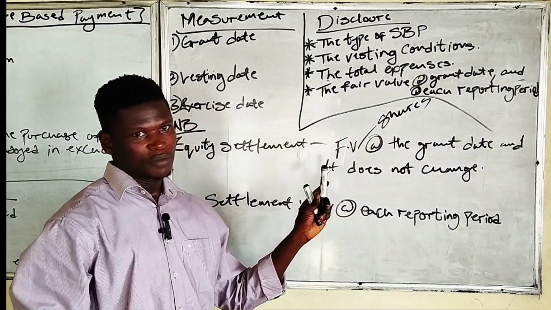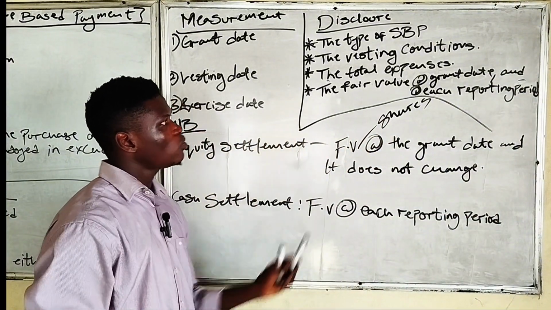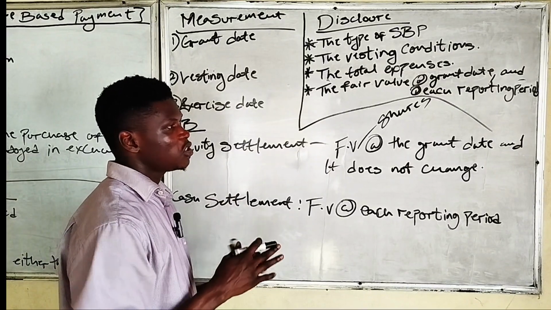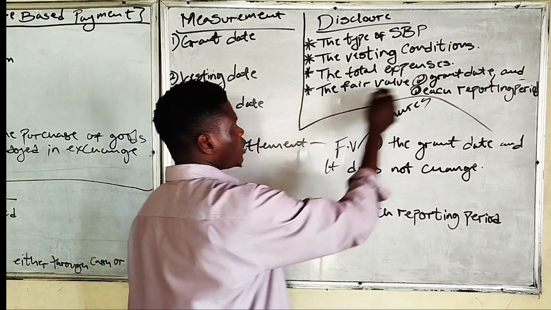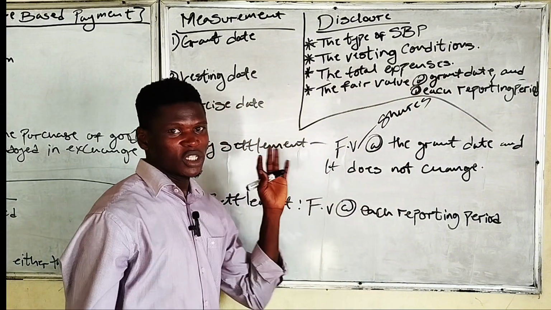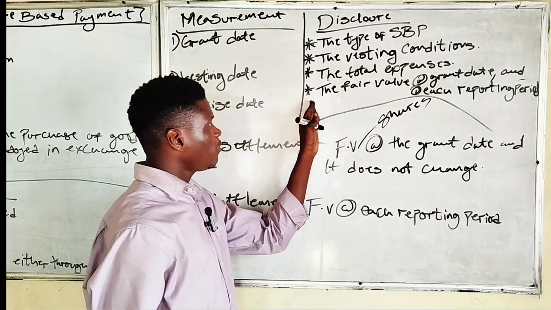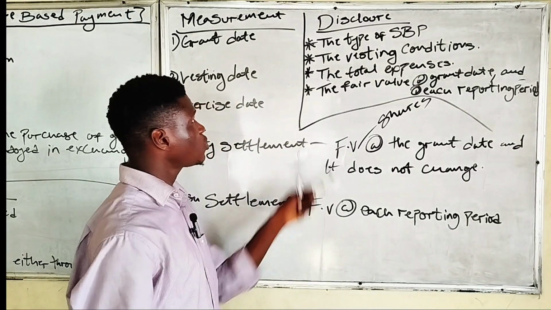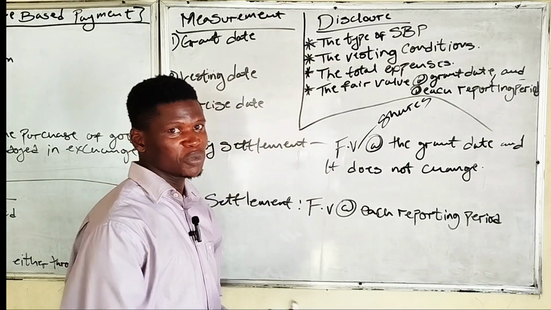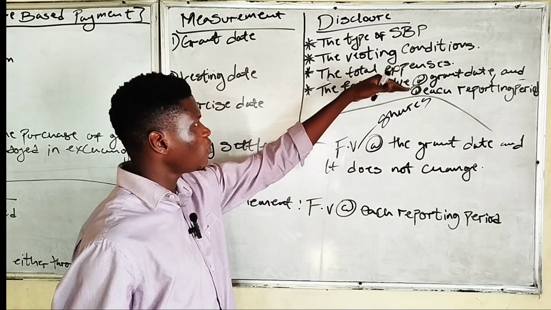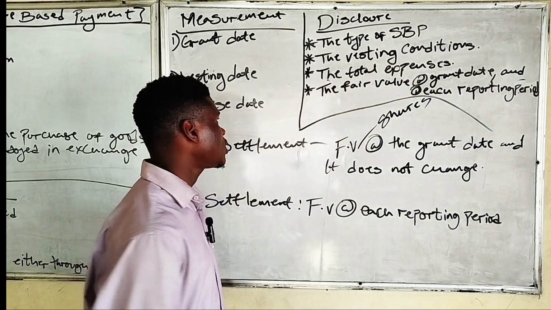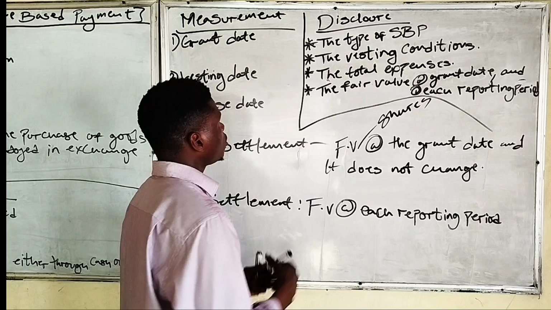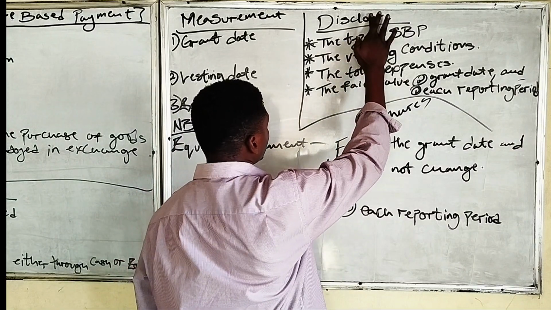That's another one. So you must disclose the fair value at the grant date and also the fair value at each reporting period. The fair value at the grant date relates to equity settlement. Then the fair value at each reporting period relates to cash settlement. So it depends on the type of share-based payment which the company is using. That will state which of these two should be disclosed in their notes to the account. This is disclosure.